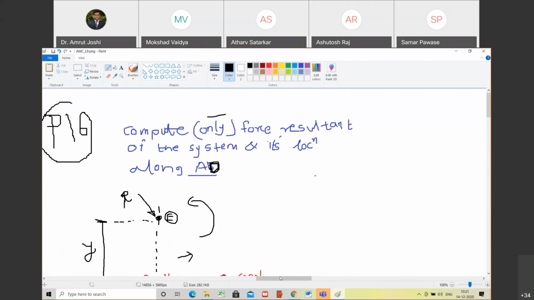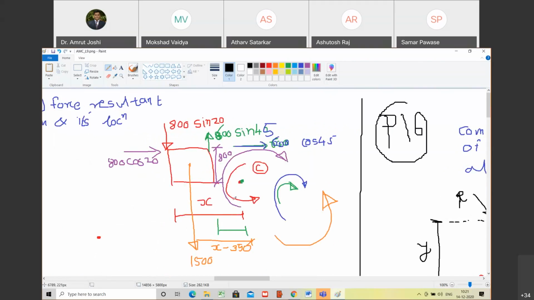Are you with me? Yes, sir. So compute only force resultant of the system and its location along some line. That line will be given, and you will be asked to find out the location as well. Are you with me? Yes, sir. Now, what is the next point to summarize in today's class?